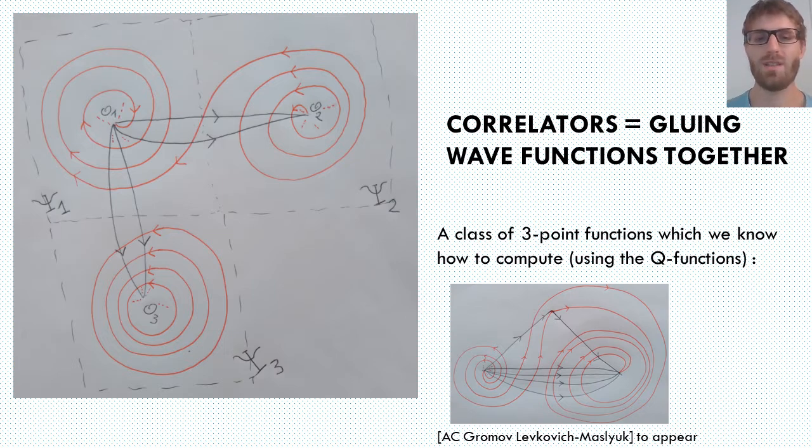We can interpret the computation of correlation functions as the problem of gluing wave functions together. For instance, a three-point function of single trace operators can be obtained by gluing together three wave functions as shown here. In this theory, the gluing is by simple tree-level propagators, and all the interesting coupling dependence actually comes from the wave functions themselves. This may seem still very difficult to compute.